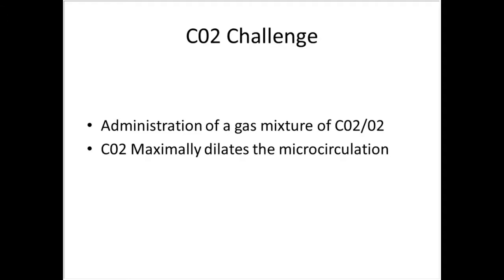And a CO2 challenge is a study that will administer the gas mixture of CO2 mixed with O2. And CO2 will maximally dilate the microcirculation, and that's important to remember.